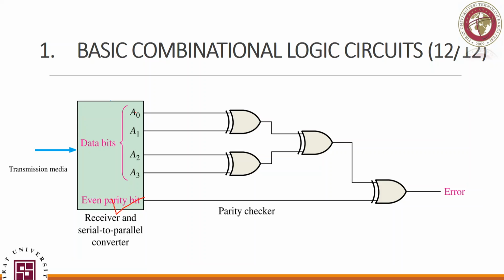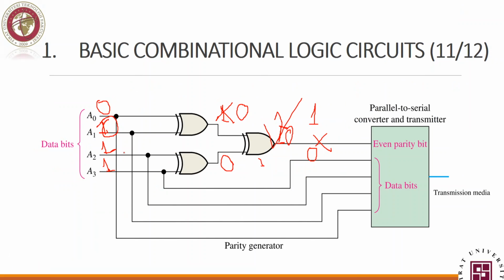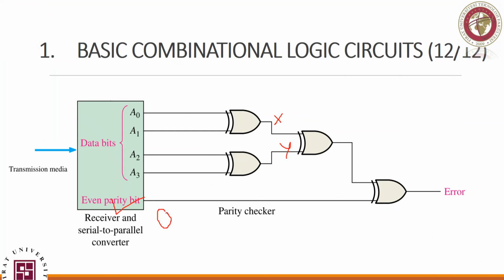XORing the data means A0 XOR A1, A2 XOR A3, then whatever X and Y here, XOR them again. So X XOR Y, you will get whatever. If the number of ones here is odd, you will get 1. If the number of ones here is even, you will get 0. You will XOR it with the even parity. Now look, let's assume here 0, 0, 1, 1. So we got what? We got 0 even parity.